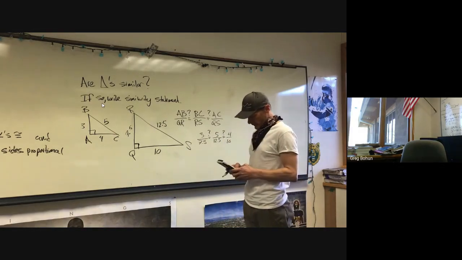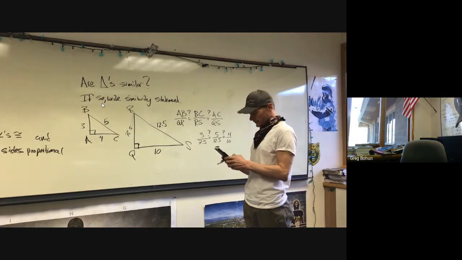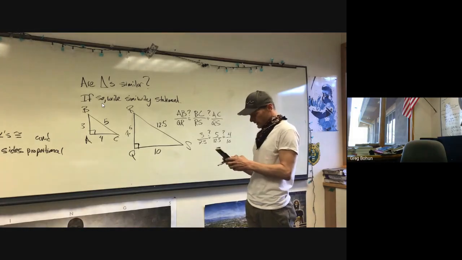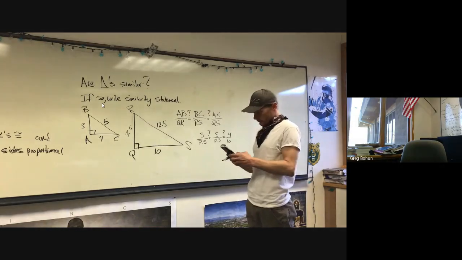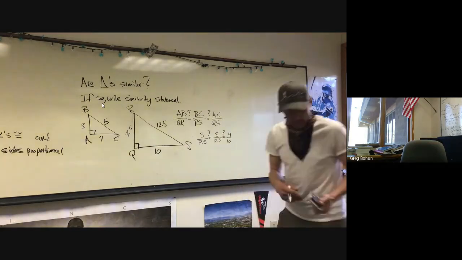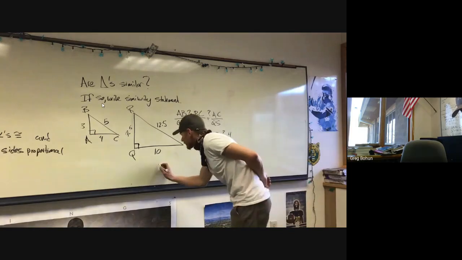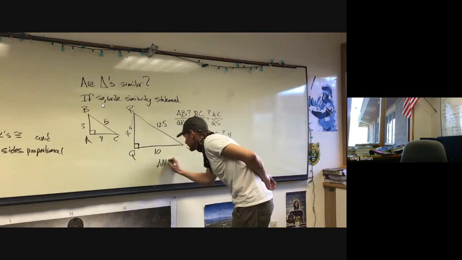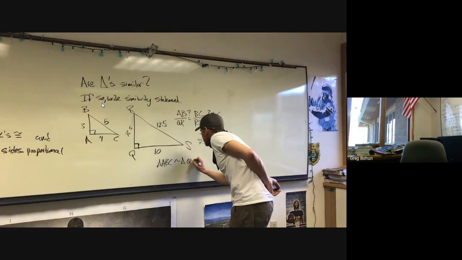I look at my calculator. I type them all in. 3 divided by 7.5, 0.4, yep. And 5 divided by 12.5, 0.4, and 4 divided by 10. Yep, that's 0.4. So they are similar. And since they're similar, I will write triangle ABC is similar to triangle QRS.